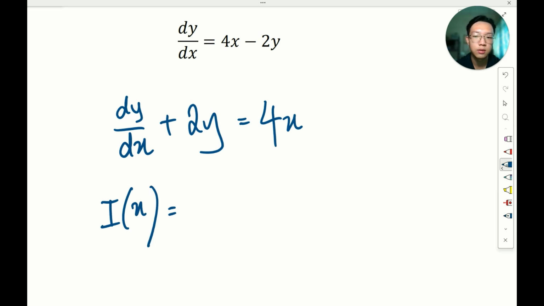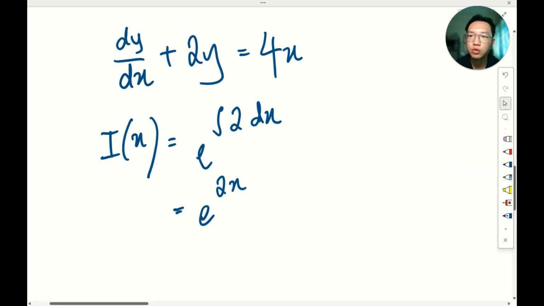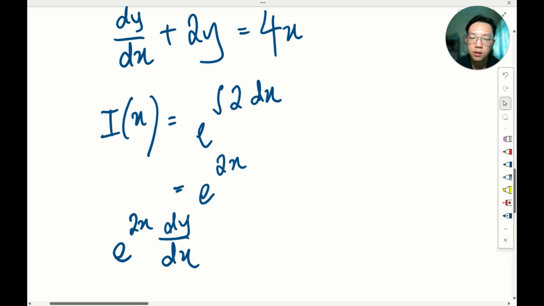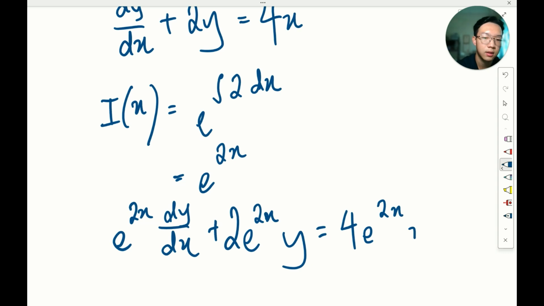I(x) will be equal to e raised to the power of the integral of what? Of that function multiplied to y, which is 2 dx. Which will give us e raised to the power of 2x. And from here, after solving for our I(x), we will take this I(x), multiply it throughout. That's when the catalyst can take effect, right? That's the integrating factor. So multiply it throughout, we will have e^(2x) dy/dx plus 2e^(2x) y equals 4e^(2x) x.